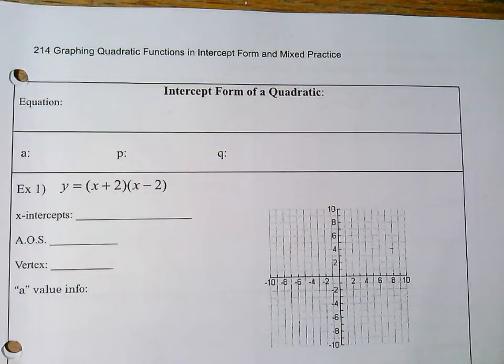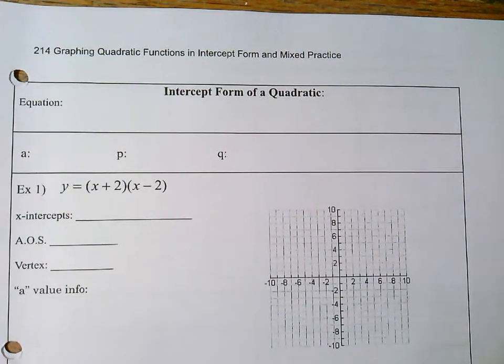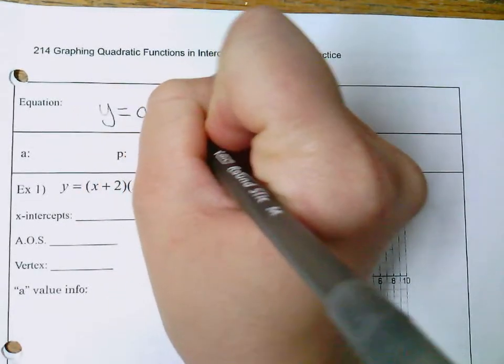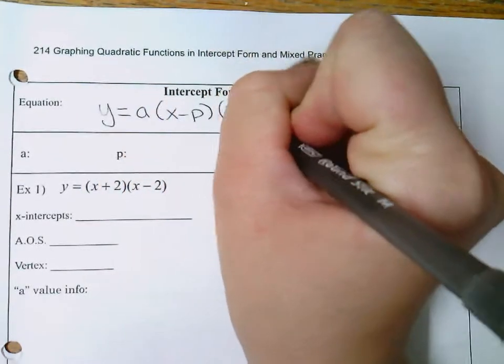So our last graphing quadratics lesson is about graphing quadratics when they are in intercept form. So we've looked at vertex form, standard form, and intercept form. So you're going to take some notes on intercept form and then do some mixed practice. So our equation that we're going to be looking at today is this one.